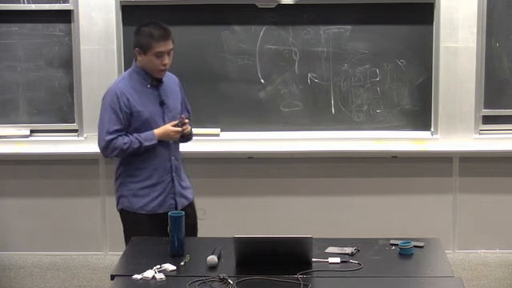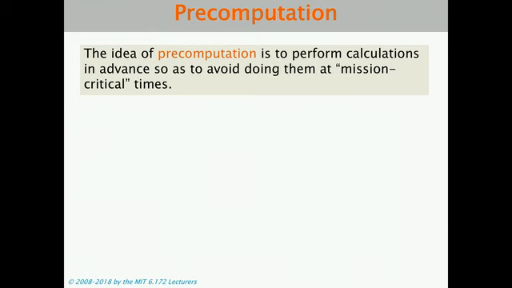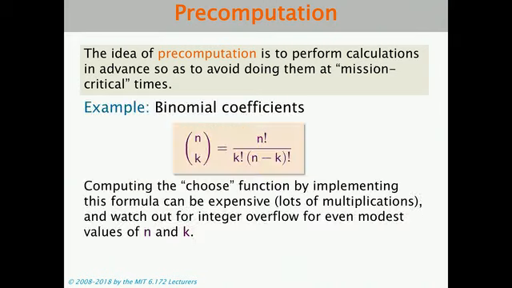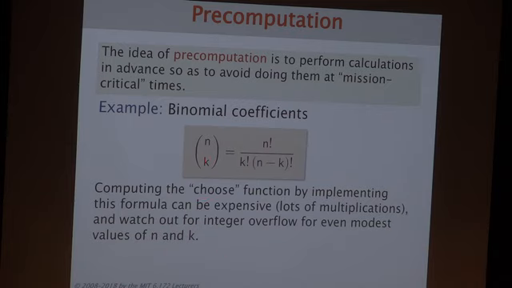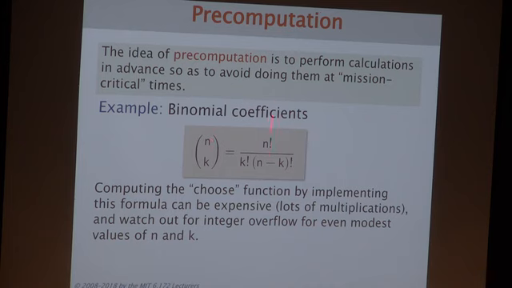OK, so the next optimization is pre-computation. The idea of pre-computation is to perform some calculations in advance so as to avoid doing these computations at mission-critical times, to avoid doing them at runtime. So let's say we had a program that needed to use binomial coefficients. And here's a definition of a binomial coefficient. It's basically the choose function. You want to count the number of ways that you can choose k things from a set of n things. And the formula for computing this is n factorial divided by the product of k factorial and n minus k factorial.